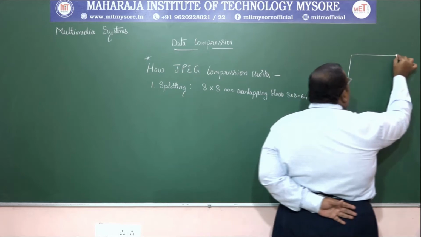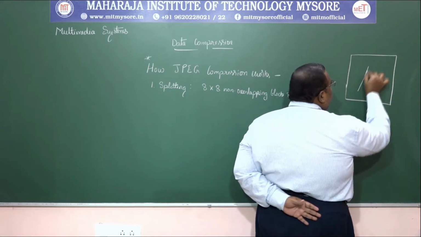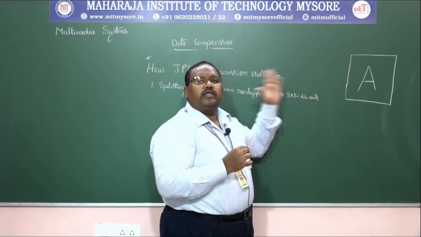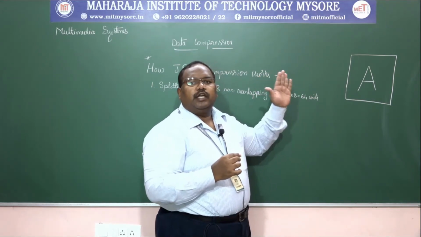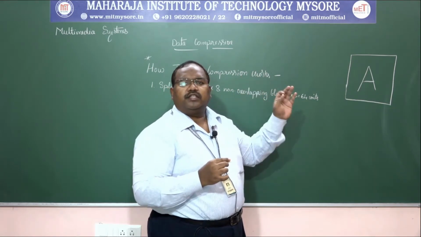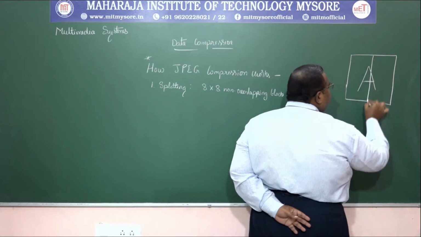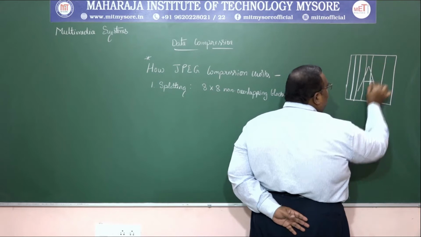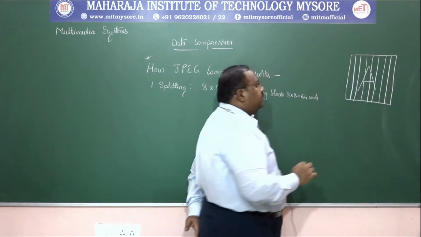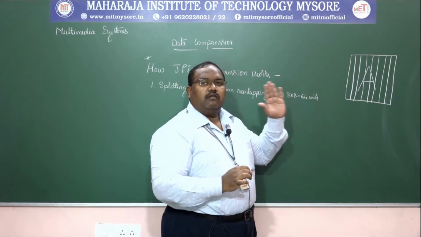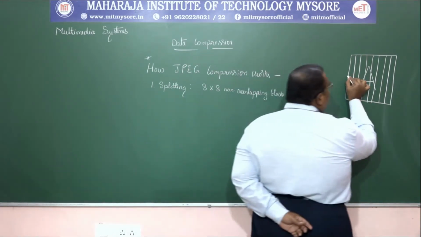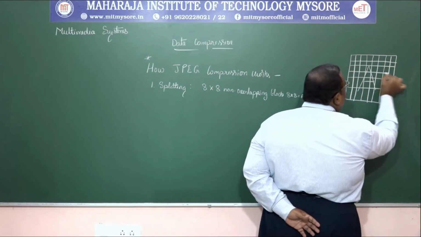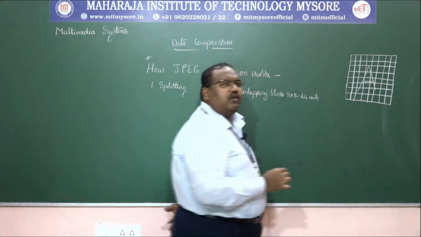Now consider this as an image. This image consists of a letter A. If you want to use JPEG compression over this image, we need to digitize and split this image into 8 cross 8, which means we need a total of 64 units. So I will be splitting it. Now this has become 4. Now I'll be splitting it again. Now you can clearly see we have 8 columns. Again we need to split it to have 8 rows. Now we have 4 rows. So again I'll split it in order to have an 8 cross 8 matrix.